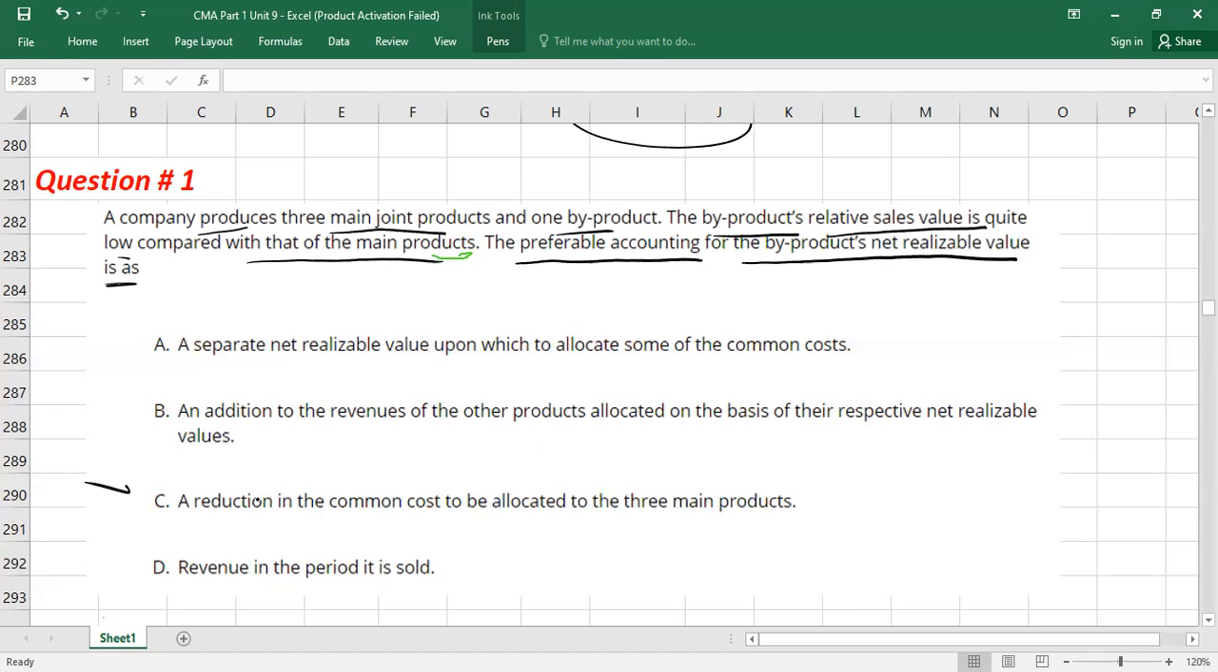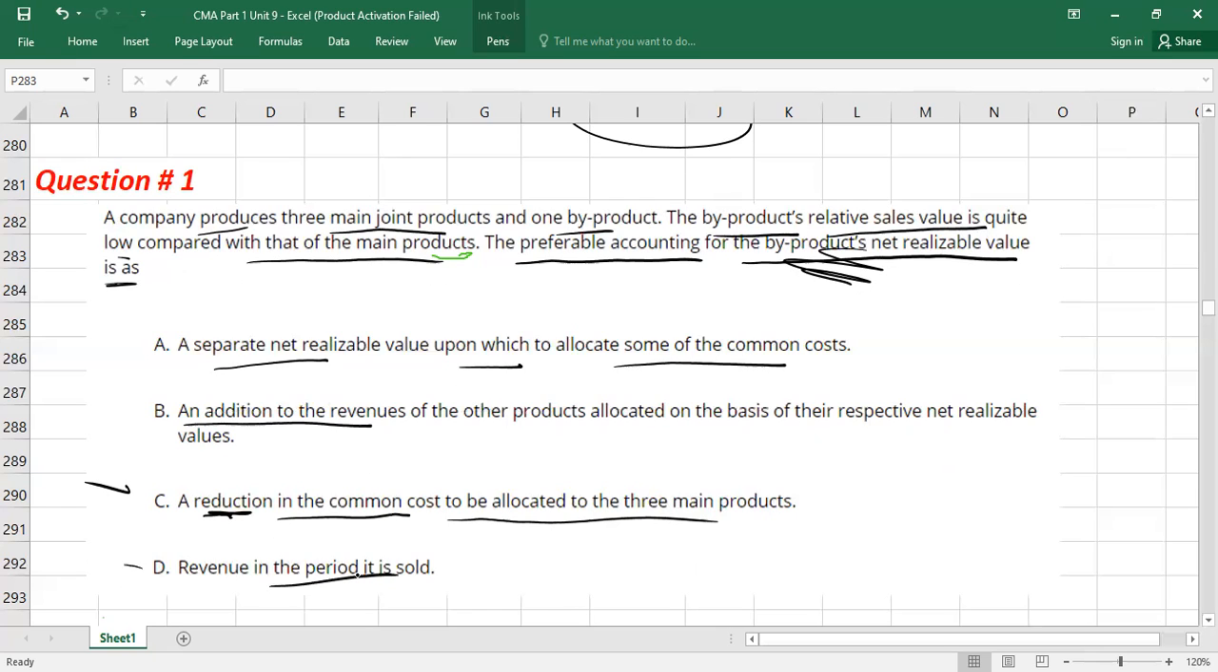Actually, the answer is C. Byproduct should be treated as a reduction in the common cost to be allocated to the 3 main products. This is the correct answer. Look at B. They are saying that a separate net realizable value on which to allocate some of the common cost is just a fake statement. And addition to the revenue, no. The preferable treatment is a reduction in the cost, not an addition to the revenue, because mostly these are smaller in value, you know. So no, the preferable treatment is a reduction in the common cost.